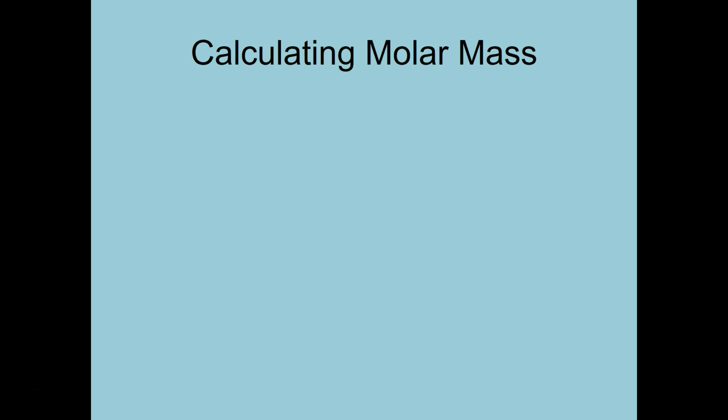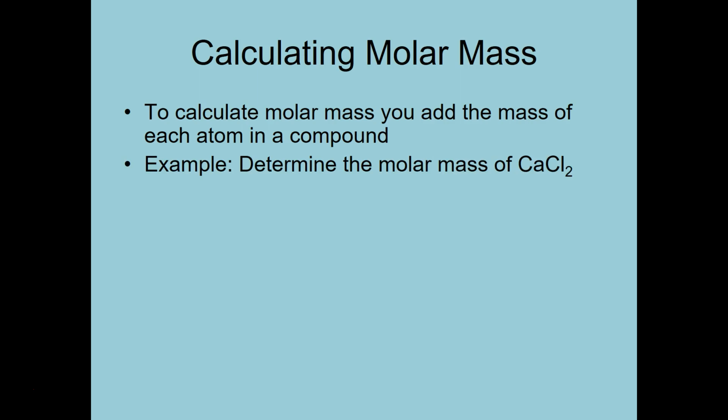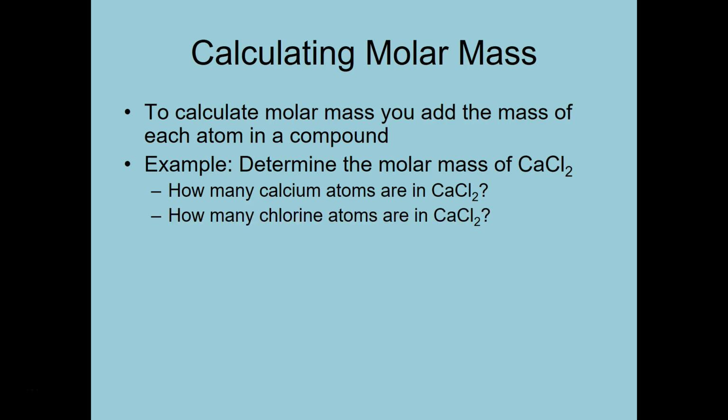Once again, some review on calculating molar mass. To calculate molar mass, you add the masses of each atom in a compound together. For example, determine the molar mass of CaCl2. All right. So first off, how many calcium atoms are there in CaCl2? There is just one. How many chlorine atoms are there in CaCl2? There are two.